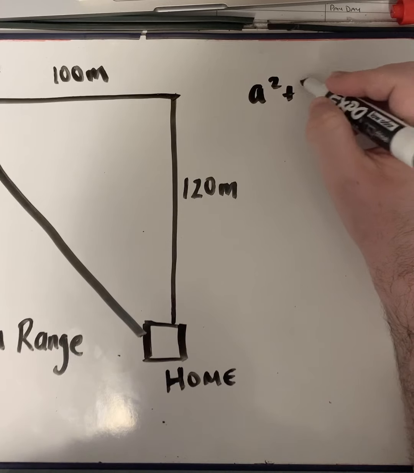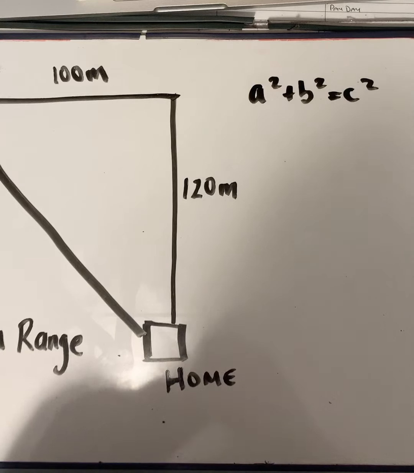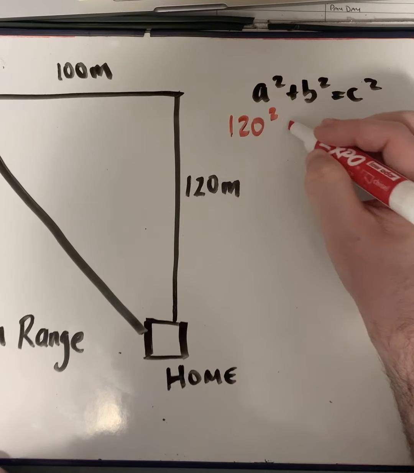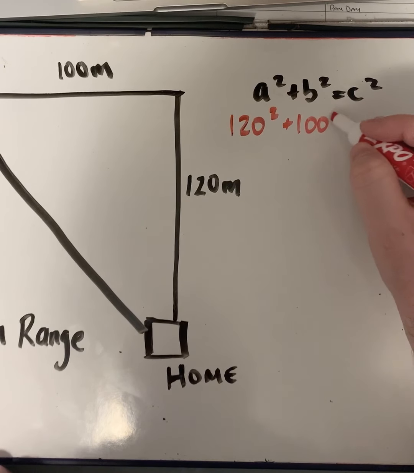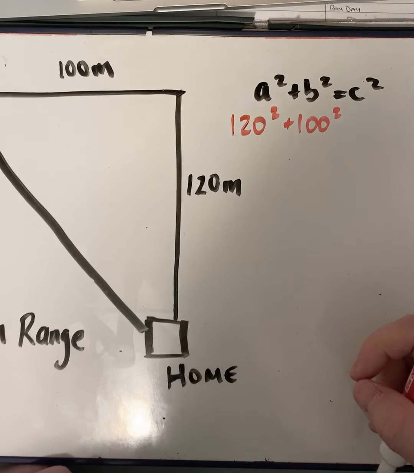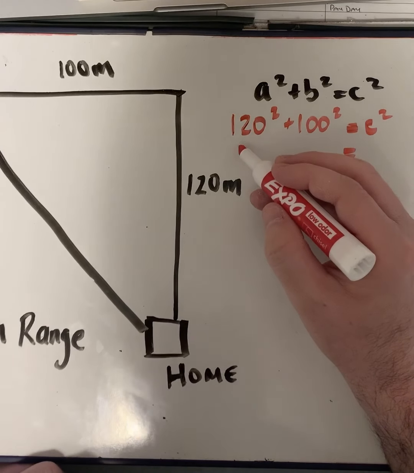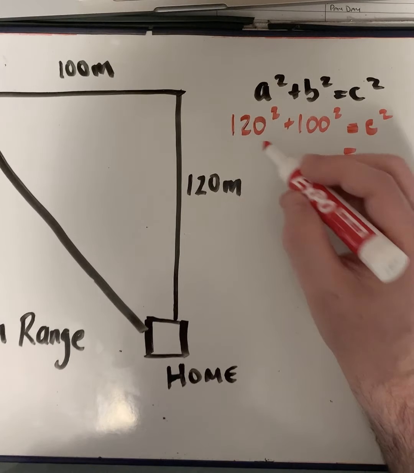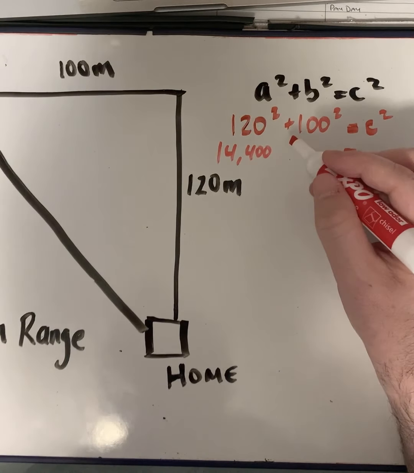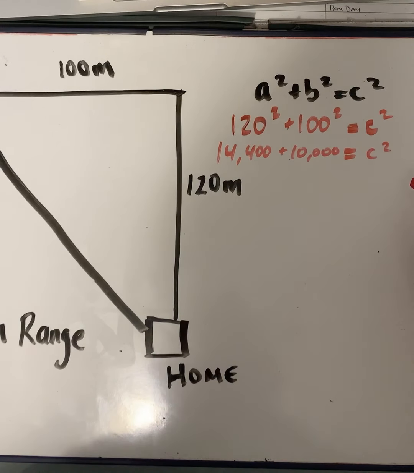So a squared plus b squared equals c squared. I'm going to use a different color for this. So let's put in our legs. Our first leg is 120 squared plus 100 squared, right? Our two legs, and our hypotenuse is this distance that we're hoping the radio goes, equals c squared. The next line, 120 squared. 120 times 120 is 14,400, and 100 squared is 10,000, equals c squared.